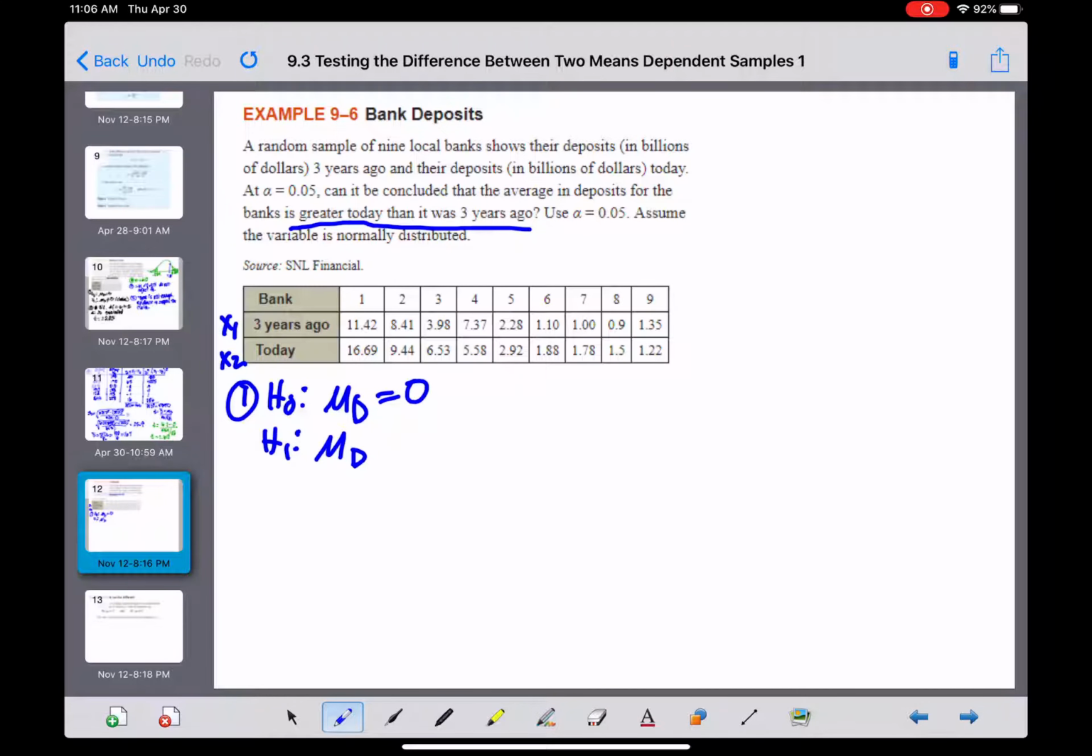So when I take X1 minus X2, those are going to give me negative values because we're saying that it's greater now. So if I had 2 and then 5, 2 minus 5 is negative. So this has to be less than 0 because we're assuming that it's greater now. So this is the claim.